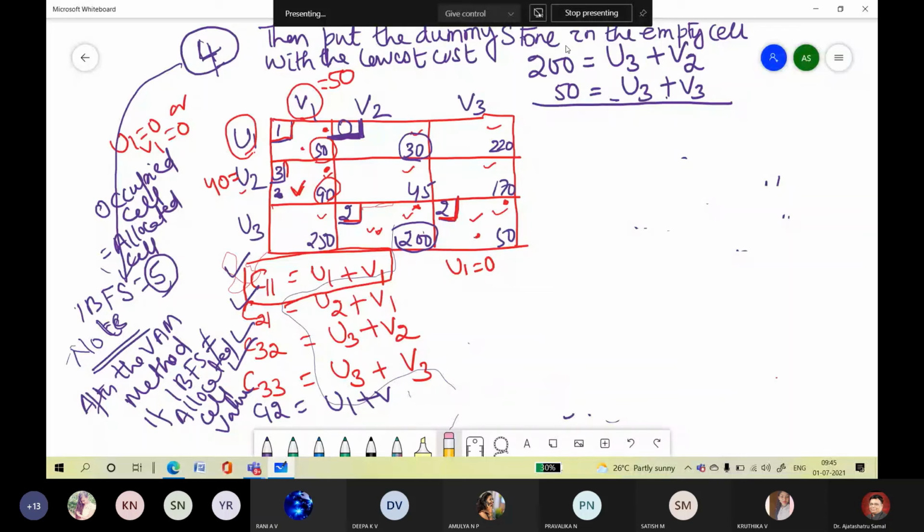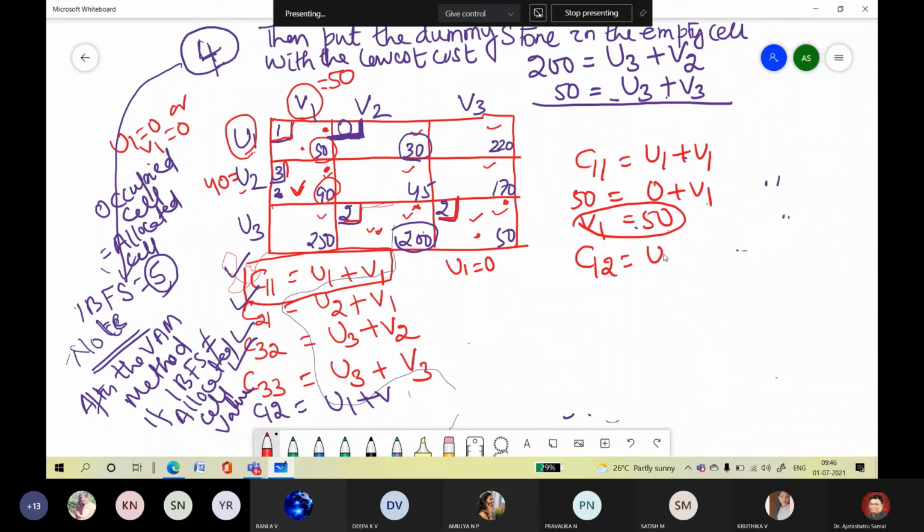Plus V1. Okay. So now here C1 is how much? 50. U1 you are putting 0 plus V1. So V1 equal to 50. Got it? So first V1 you got, 50. Next, second equation, we are going to C12. C12 equal to U1 plus V2. Correct? Now here C12 is 30, equal to U1 equal to 0 plus V2. Now V2, how much? 30.